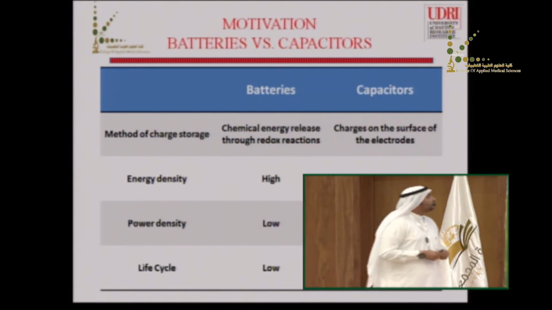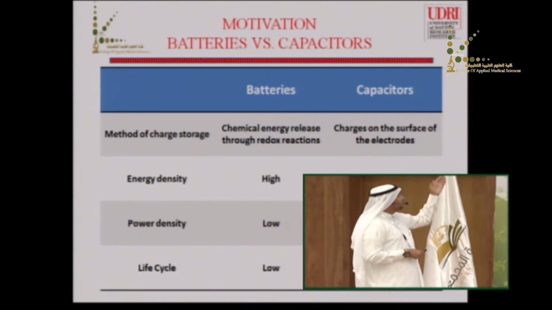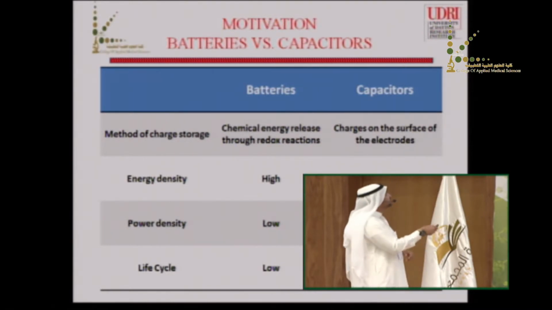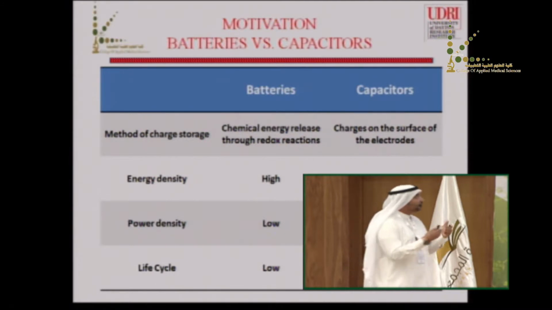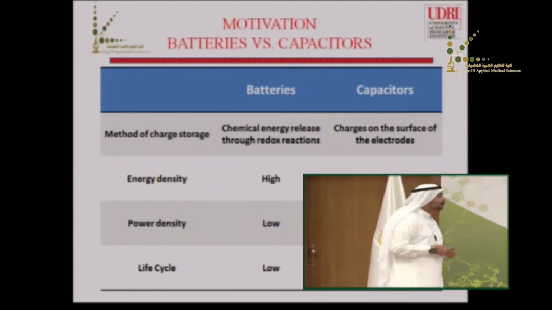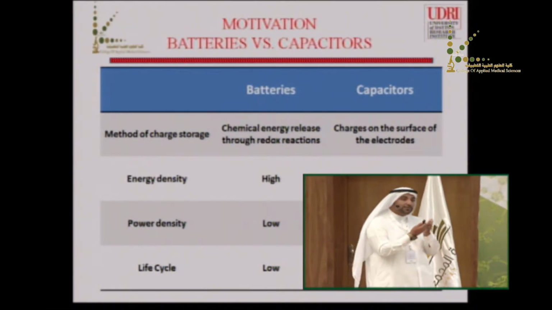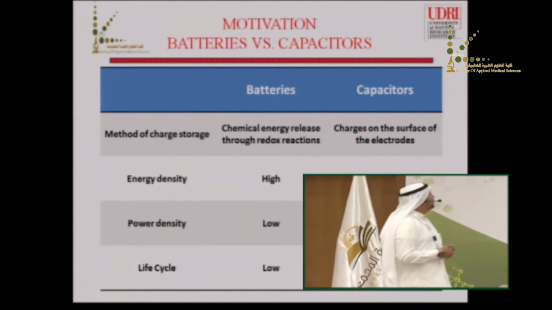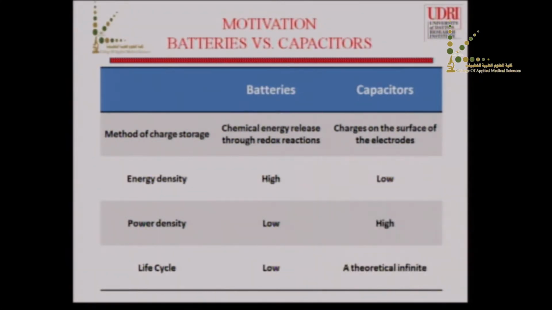I make a small comparison between battery and capacitor. As you know, the method of charge storage in the battery is chemical energy released through reduction and oxidation. The capacitor only exchanges the ions on the surface of the electrode. Also, the energy density is very high in batteries, but very low in capacitors. Power density is also very important. Power is low in the battery, but very high in the capacitor. The life cycle, which means how many times I can use this item, is very low in a battery. And in a capacitor it is an amazing number.